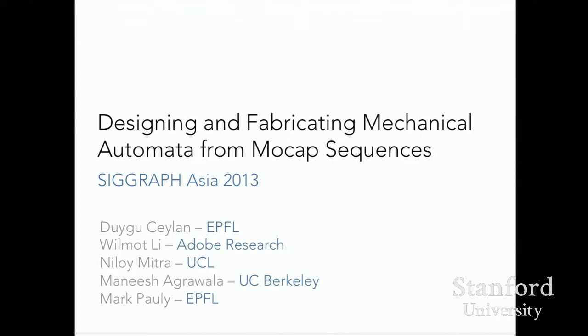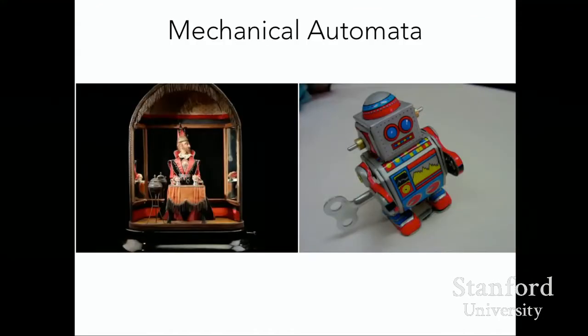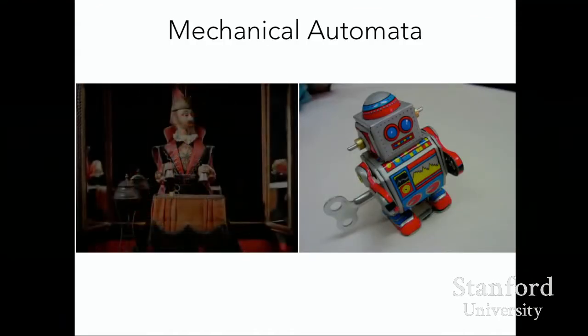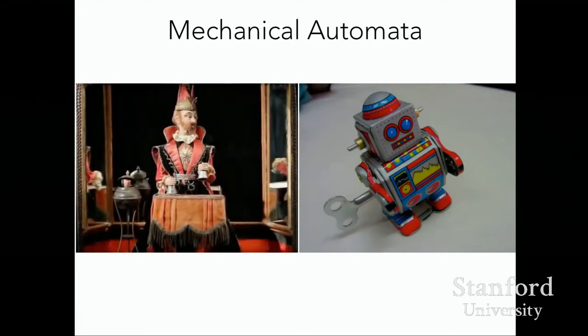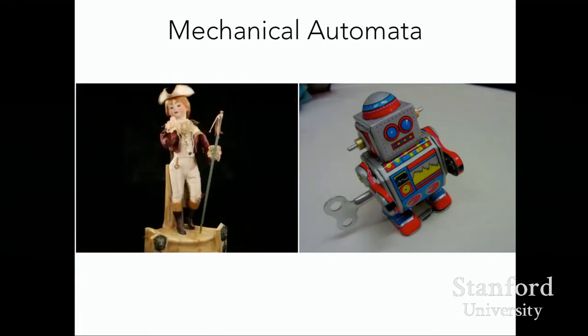So the first one is really focusing on hobbyists as a target audience, and the goal is to help them create mechanical automata. And so these are things like what you see here. On the left, these are actually example mechanical toys from the 19th century, and these automata tend to look more or less like humans and perform some kind of repetitive motions. And they're all mechanically driven.